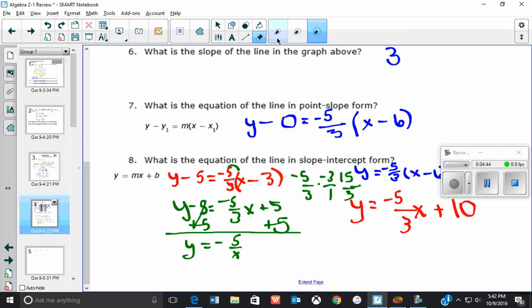Listening to myself and trying to write the correct thing. Okay. So -5 thirds x. 5 plus 5 is 10. So we have the same exact answer. So it doesn't matter which point you use, if you work it right, you're going to get the same answer as if you were going to work it on the other point.